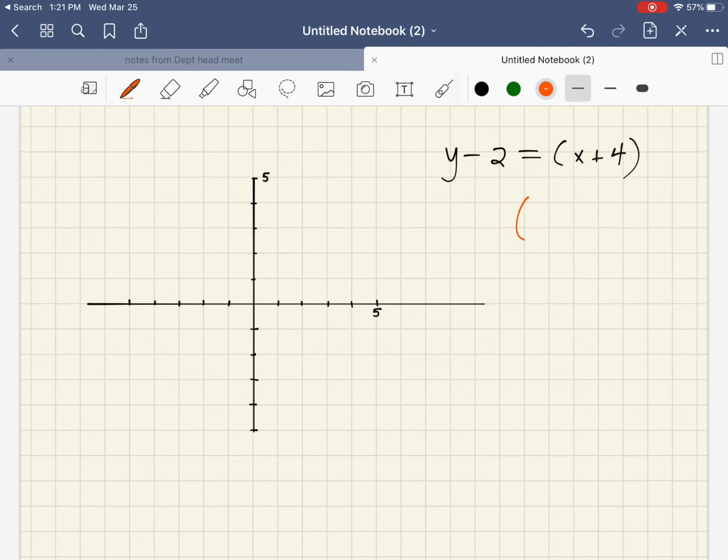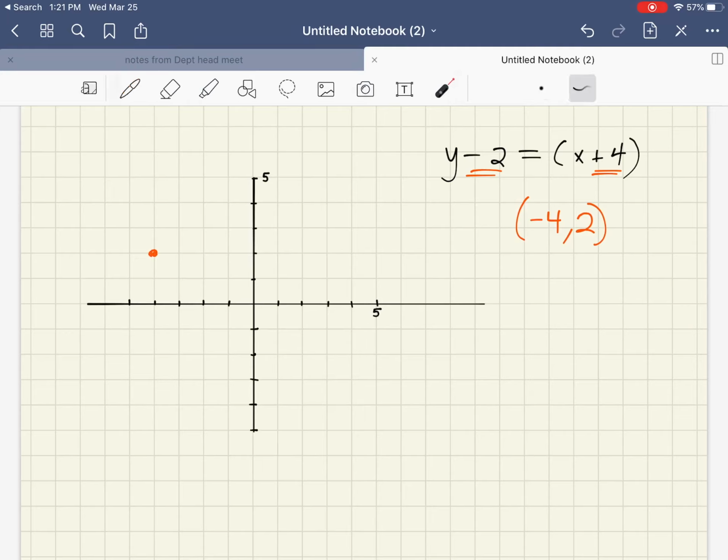So let's identify the point. This is a +4, so that must mean I plugged in a -4. This is a -2, that must mean I plugged in a 2. So I'm going to start right at -4, 1, 2, 3, 4, +2. And then I look for the slope.